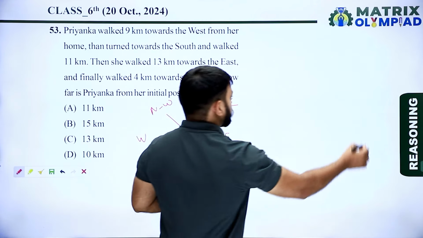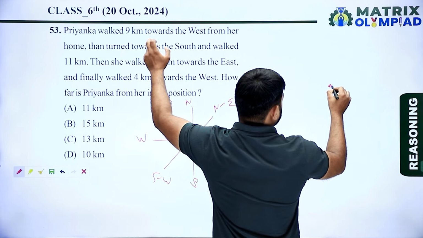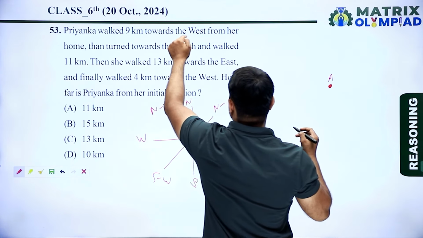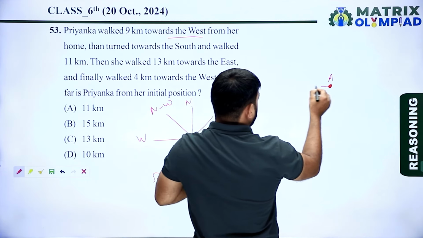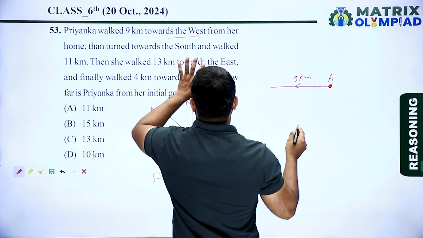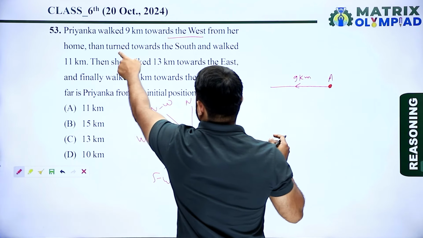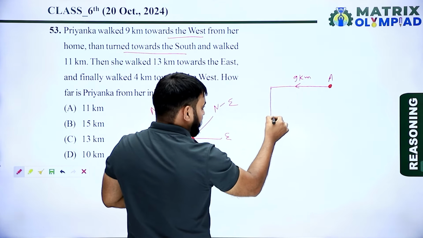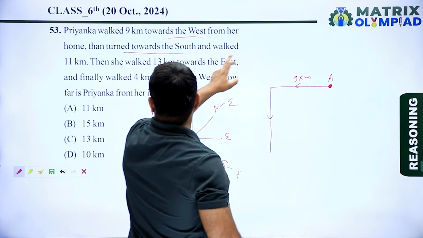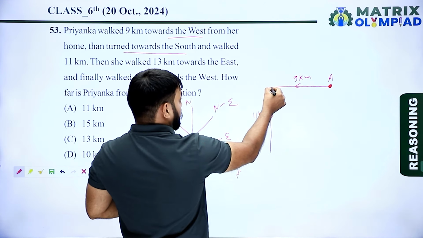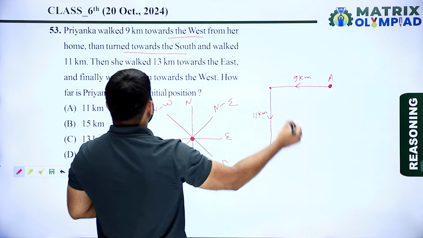Now according to the question, let's suppose A is the starting point of Priyanka. Now Priyanka walked 9 km towards the west from her home. Then turned towards the south. This is the south of Priyanka. And walked 11 km. Priyanka walked 11 km towards south.